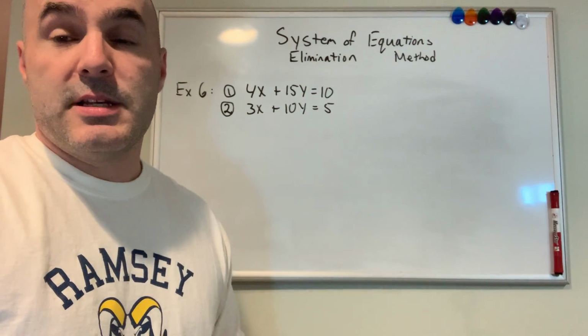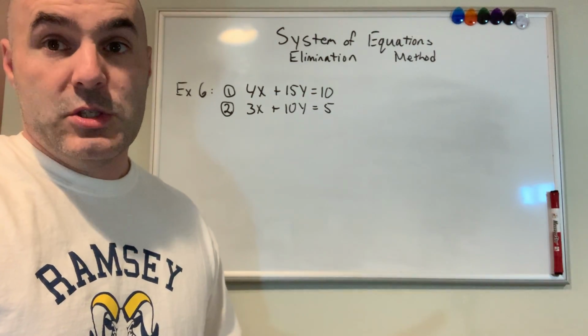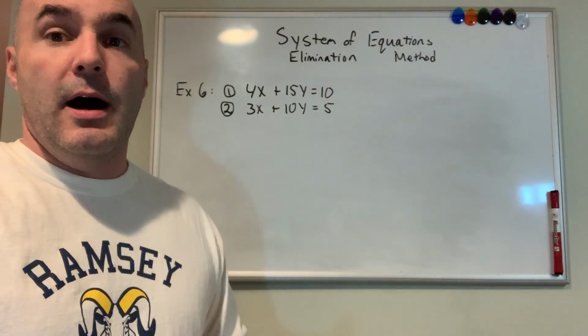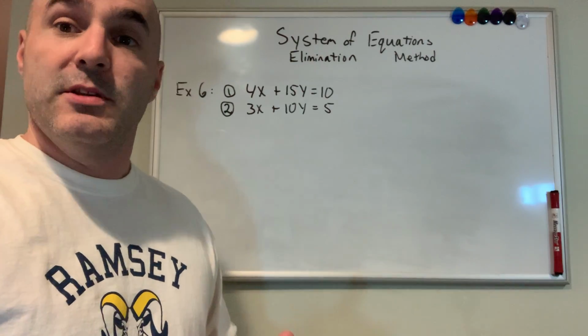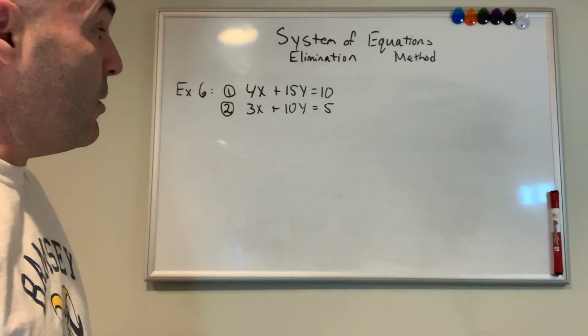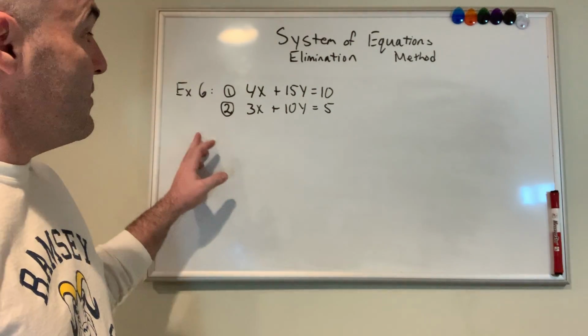Okay, this is going to be our sixth example, and this is going to be one of the toughest ones that we're going to look at. But this is going to be consistent independent. And the next examples that we're going to look at after this are going to be the special cases, the no solution and infinitely many. Okay, so now when I'm taking a look at example 6, I've got my first equation.